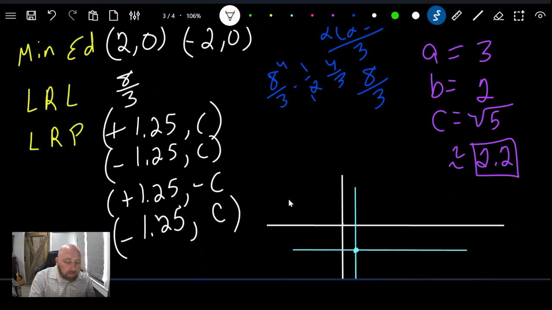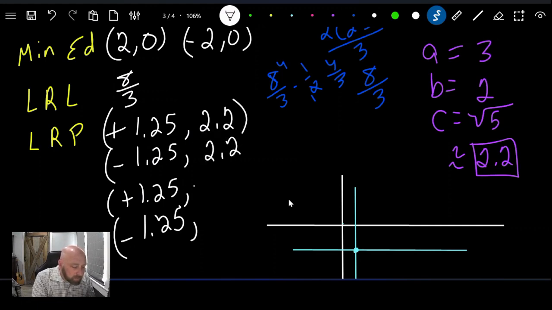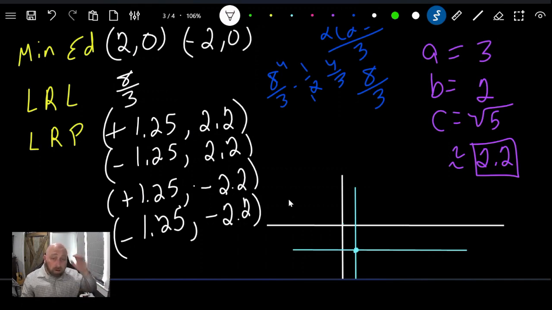Okay. Now let's go ahead and sub in the c. The c is 2.2. So remember, we're going to have positives and negatives over here as well. So we have a positive 2.2, and then we'll have a negative 2.2 and a negative 2.2. All right. So there we go. There are all of our points. Now, once we go ahead and graph all of these points, we will get our ellipse.